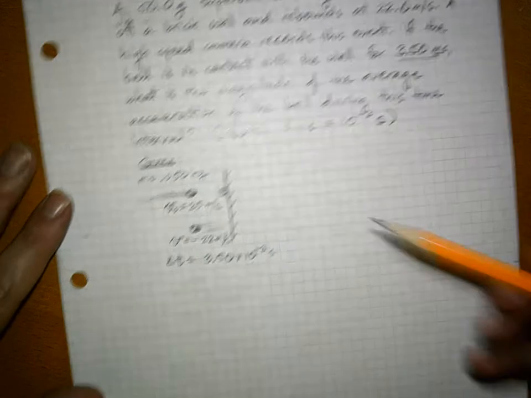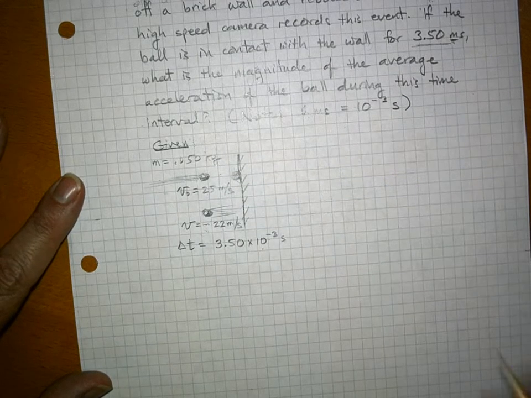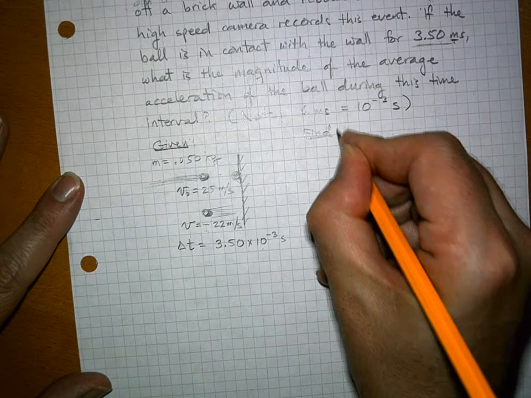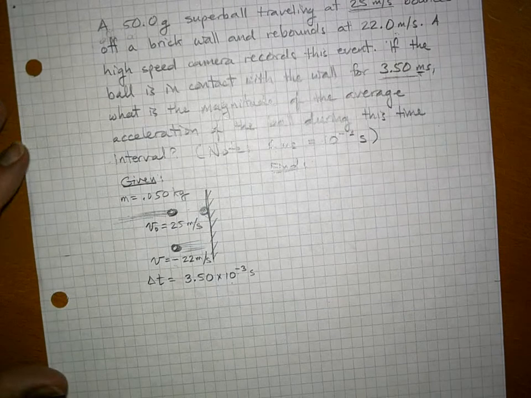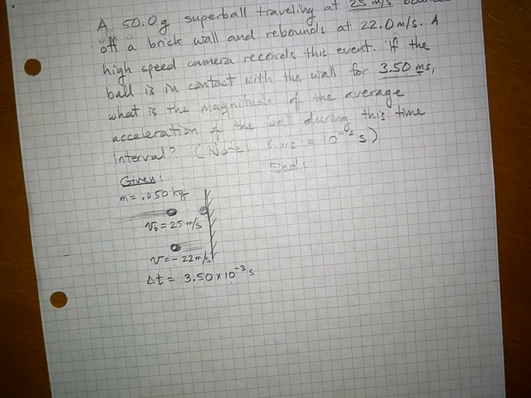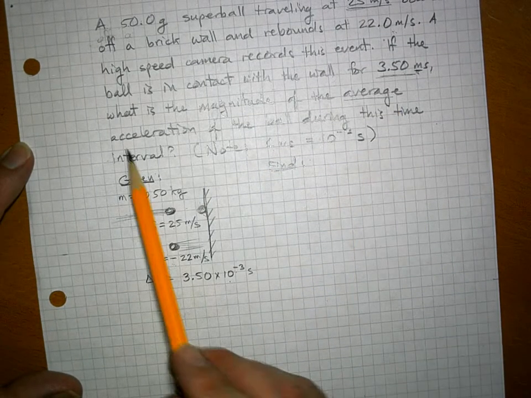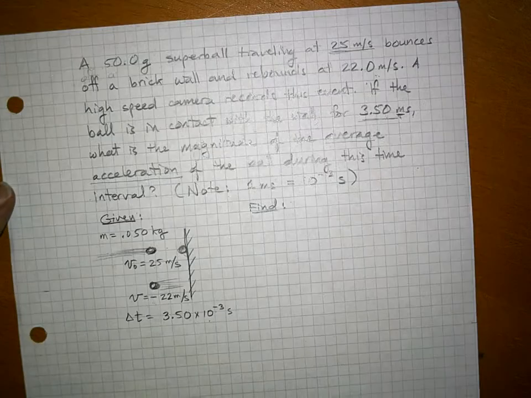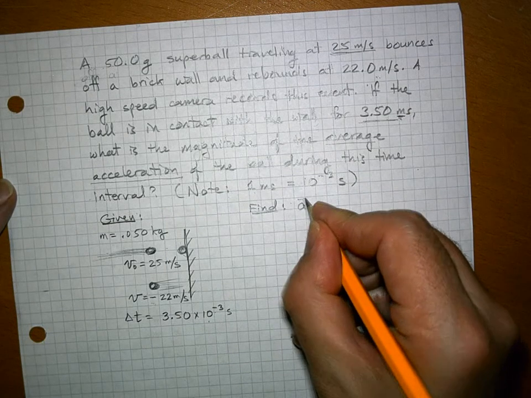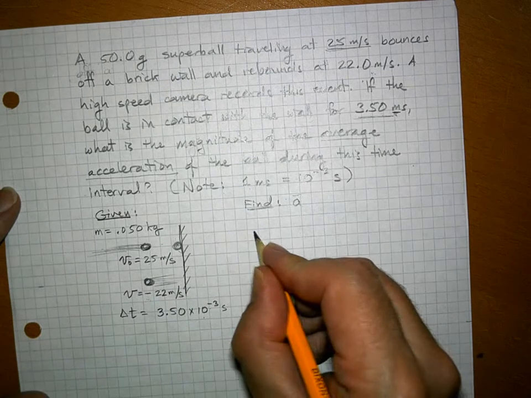Okay, so I've drawn a picture of the problem, and now here's everything that's given in the problem. Now, what do we want to find? Given, find, and solve. That's the key to good physics problem solving. Okay, we want to find the average acceleration of the ball. Average acceleration. So we'll call that a bar, the average acceleration. So let's solve.